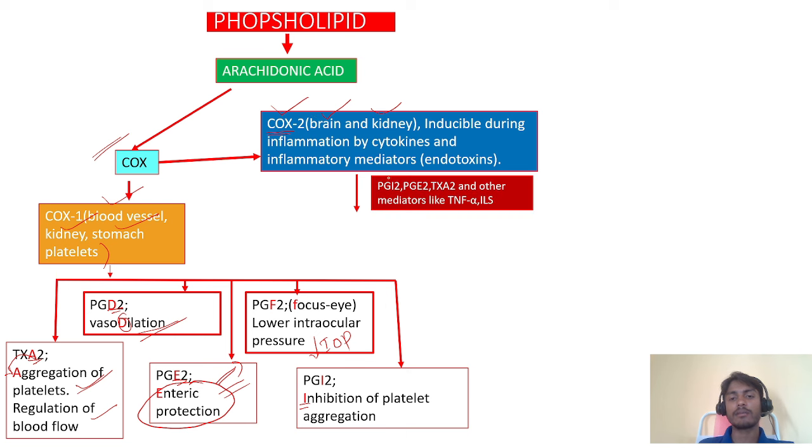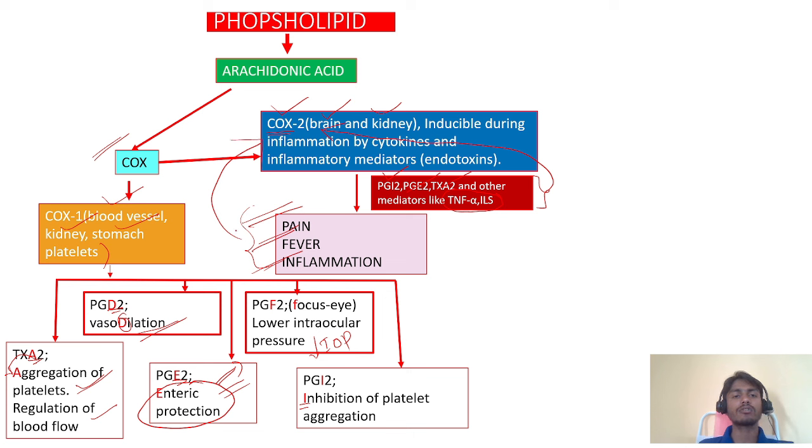During inflammation, inflammatory mediators like prostaglandin I2, E2, thromboxane A2 and other mediators, tumor necrosis factor alpha and interleukins, are responsible for the synthesis of the COX-2 enzyme. If COX-2 enzyme is synthesized, it is responsible for pain, fever and inflammation. So majority of the time, if you want to treat inflammation, we need to selectively inhibit the COX-2 enzyme.